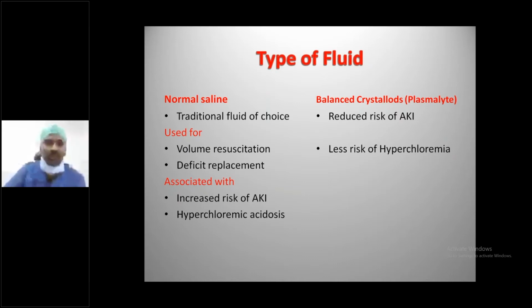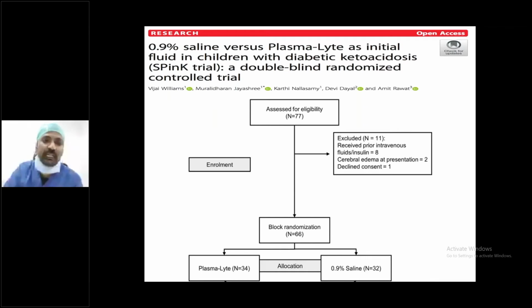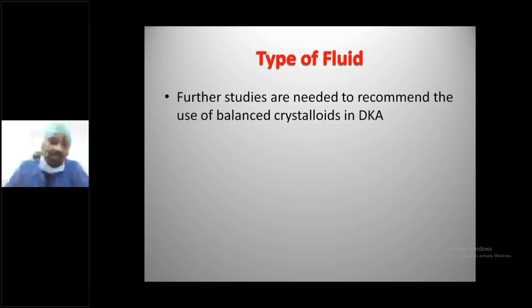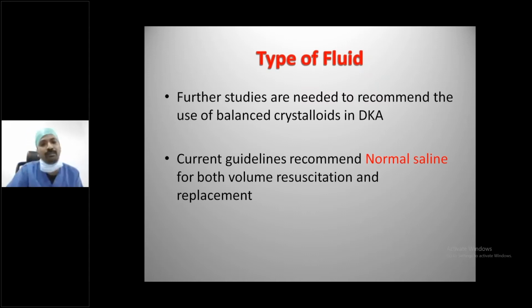This is a particular paper from PGI Chandigarh, which compared saline with Plasma-Lyte, and the children were randomized into two groups. One group received Plasma-Lyte, another group received normal saline, and they found the incidence of AKI or time to resolution of DKA was similar in both groups. There was no significant difference between the two groups in terms of acute kidney injury or time to resolution of DKA. So further studies are needed to recommend the use of balanced fluids like Plasma-Lyte in DKA. Until then, the current guidelines recommend normal saline for both volume resuscitation and replacement.